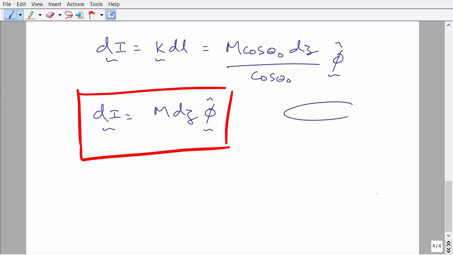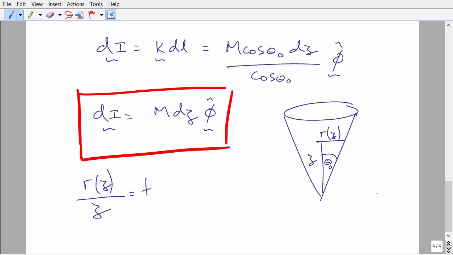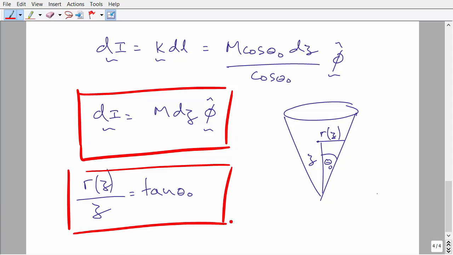So let's go back to our cone. So here's the radius of a ring. I'm going to call that r of z, and this here is its z position, and this angle in here of course is our theta 0, and once again we can just use geometry to write down the following expression. It's going to be the tangent of the angle, isn't it? So r as a function of z divided by z is the tangent of the angle theta 0. And of course we can now write r of z in terms of z. So that's again an important intermediate step.